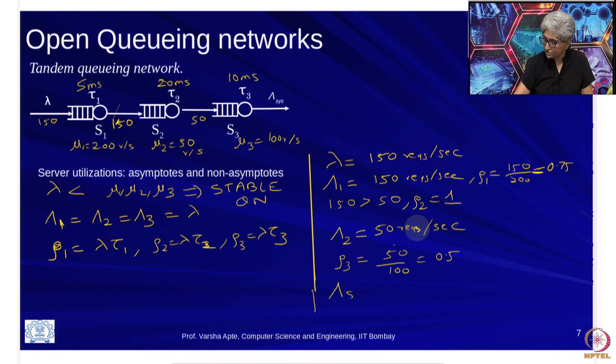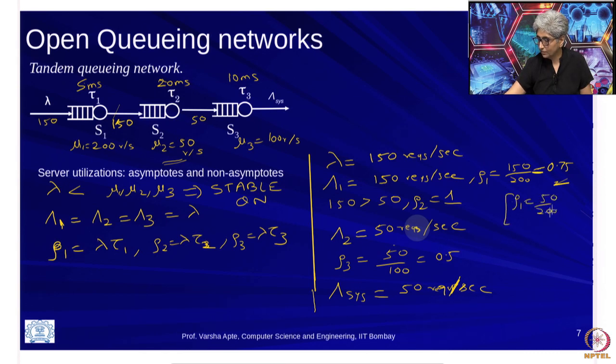So utilizations really depend on what the arrival rate to that particular station is going to be. Although in this case, finally, what is lambda sys going to be? Lambda sys was determined again by whatever the minimum here was. So lambda sys is actually 50 requests per second. Okay, so the final output throughput was 50 requests per second, but server 1 was still utilized at 75%. Remember that if 50 requests per second was the arrival rate itself, then rho 1 would have been 50 by 200, but that is not the case here. Rho 1 will actually be 0.75.